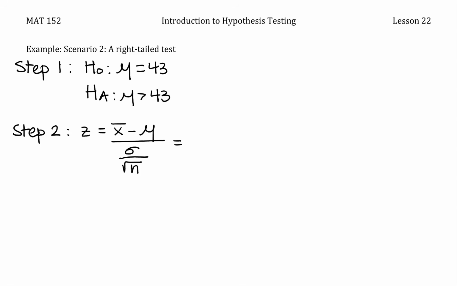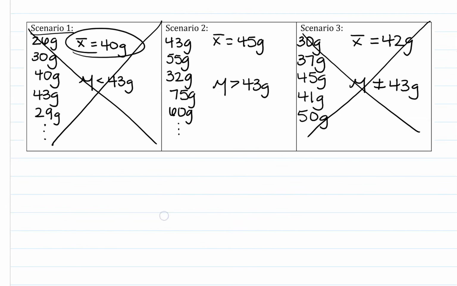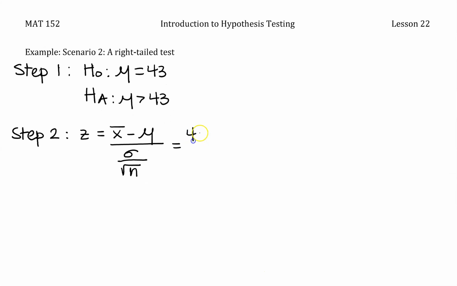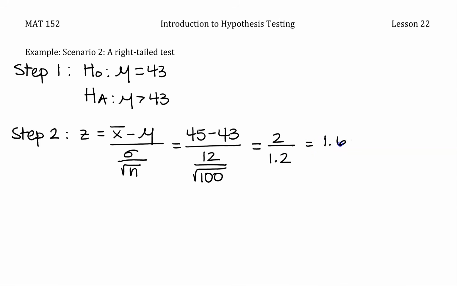So for step 2, our X bar in scenario 2 was 45 grams. Everything else is still the same. So we have 45 minus 43 divided by sigma is still 12 and n is still 100. So this comes out to be a positive 2 divided by 1.2, which gives us, when I round to 3 decimal places, 1.667.